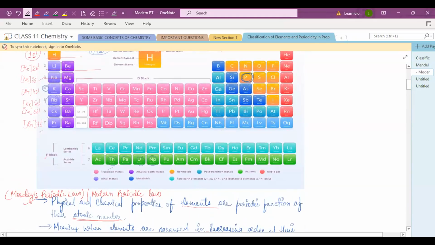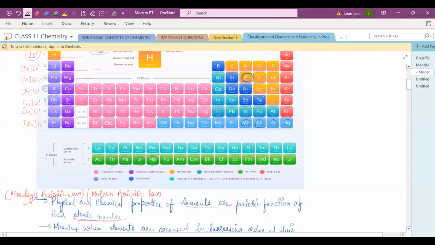Like for 115, what was given? It's Moscovium, MC. You can see over here, this is the 115th element, Moscovium. Then after 115, it's 116, LV, Livermorium. Then TS, your Tennessine, and this OG, your Oganesson. So no need to write or remember these elements.